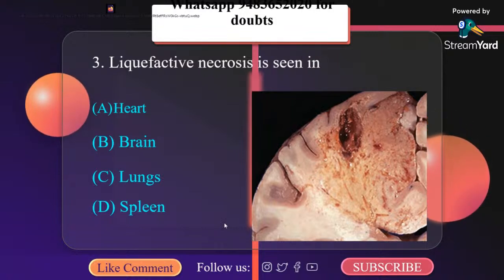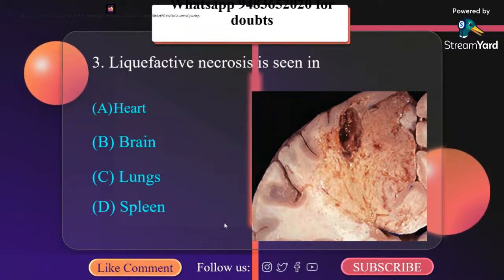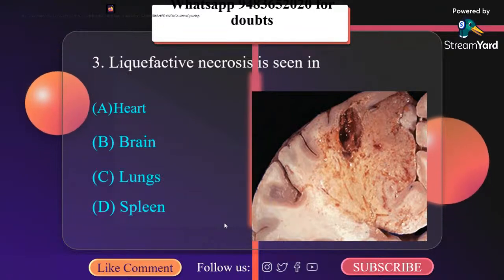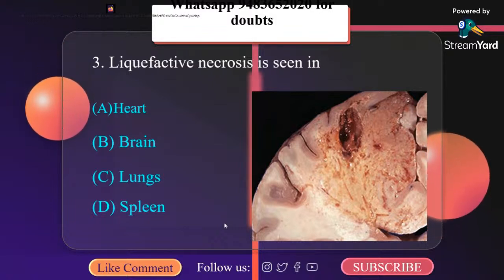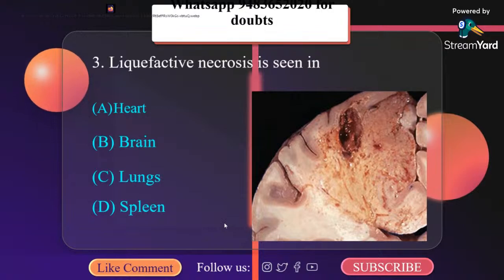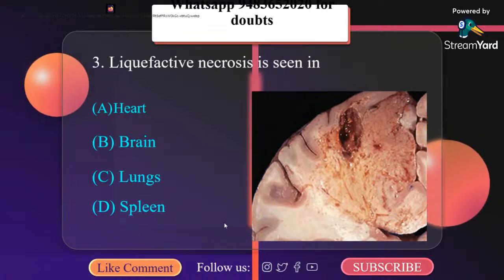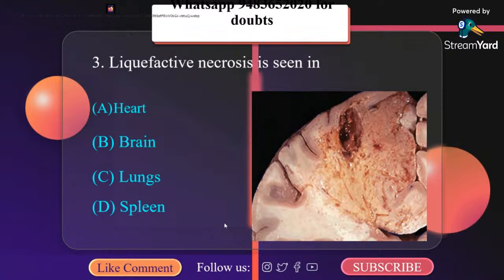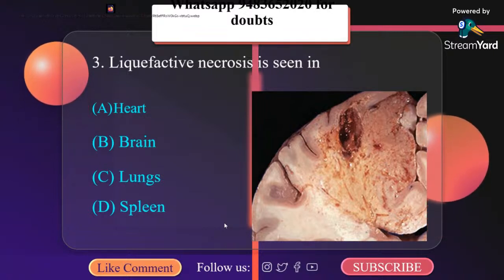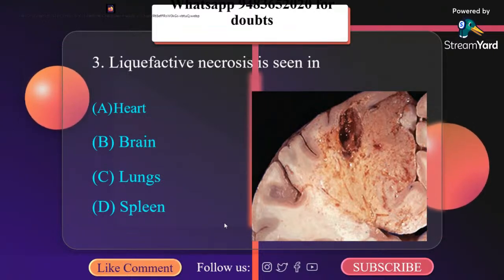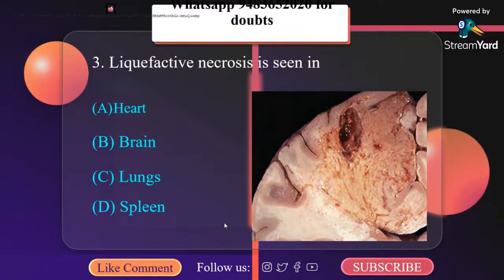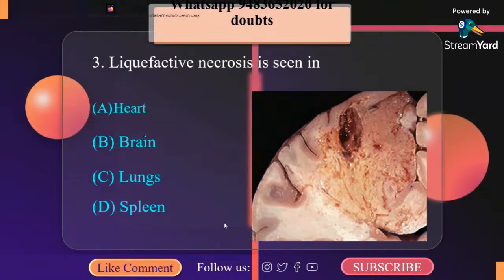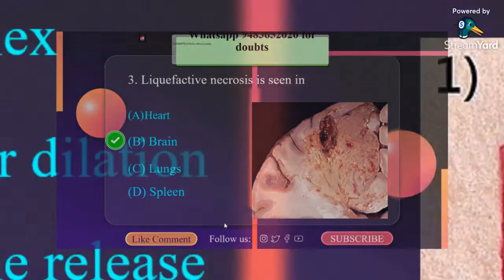Liquefactive necrosis is seen in A. Heart, B. Brain, C. Lungs, D. Spleen. So liquefactive necrosis is seen in which organ? Is it the heart? Is it the brain? Or is it the lung or the spleen? So what do you think? See from the image which organ that is. It gives the clue. Liquefactive necrosis is seen in the brain.